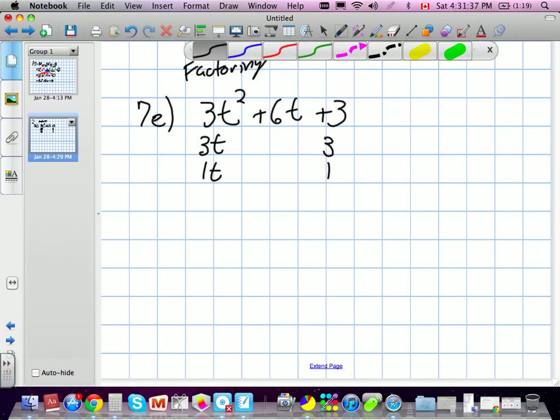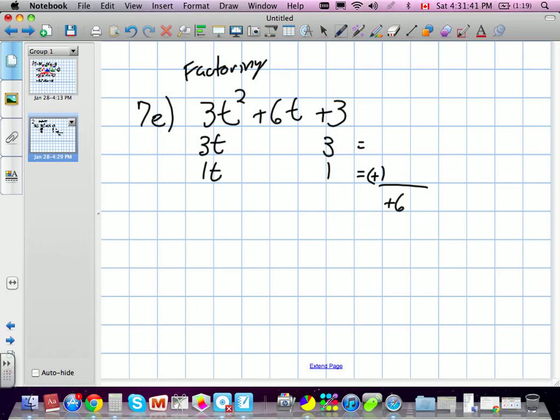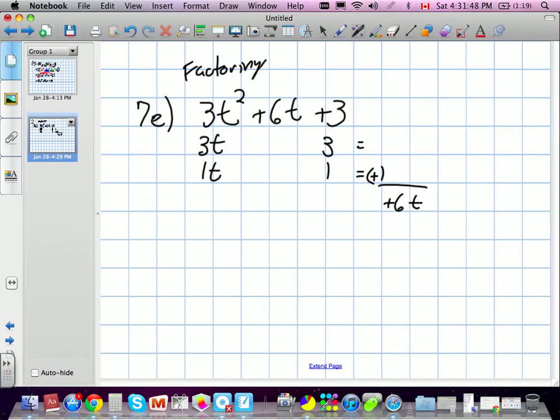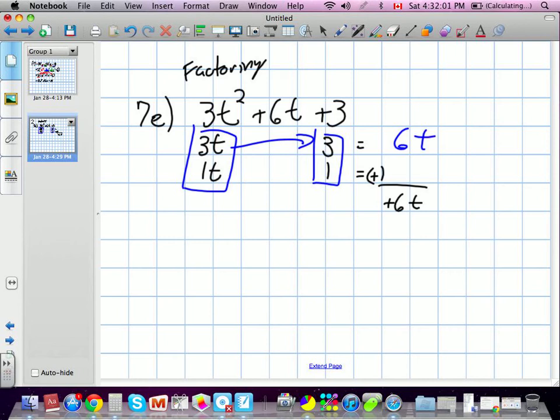So we test this out. Because there's only one column in each, this is pretty straightforward. We're obviously going to have to multiply these. But let's try multiplying across to start. 3t times 3 would give us 9t. 1t times 1 would give us 1t. Can I add or subtract that to get 6t? No, so that didn't work. The only other option is to go across the other way. 3t times 1 is 3t. 1t times 3 is 3t. Can I add or subtract those to get 6t?